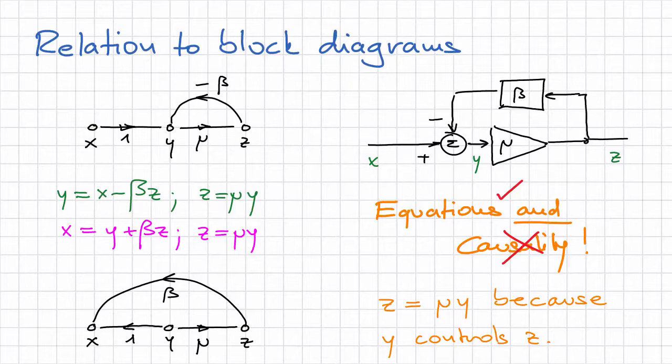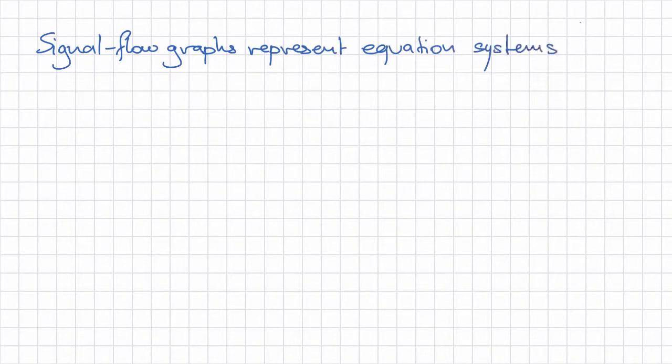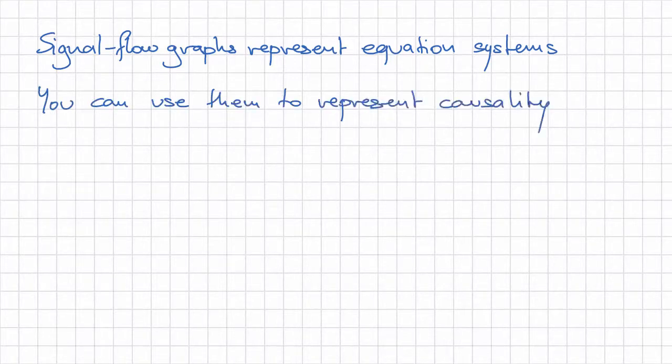So this concludes the first of the 12 short videos about signal flow graphs. What have you learned in this video? Signal flow graphs represent equation systems, or to be mathematically precise, linear equation systems. Additionally, you can use them to represent causality, which we will often do in this course.